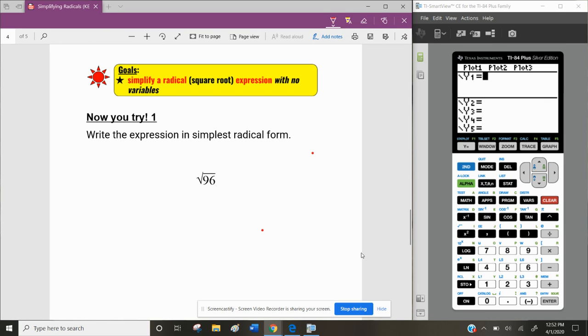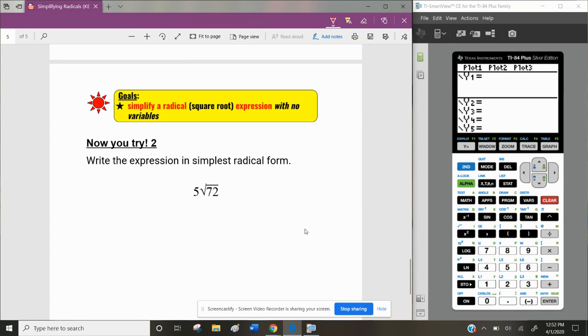Right, so I'm going to provide you with two examples here, simplifying a radical expression, no variables. So the first one I want you to try is square root of 96. Write that in simplest radical form. And then below we have 5 times radical 72. That's the second question. So once you've written these two problems down, pause the video, try them, and then hit play again.